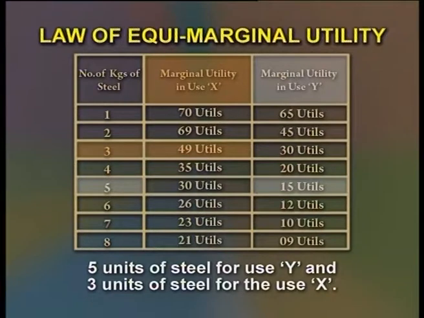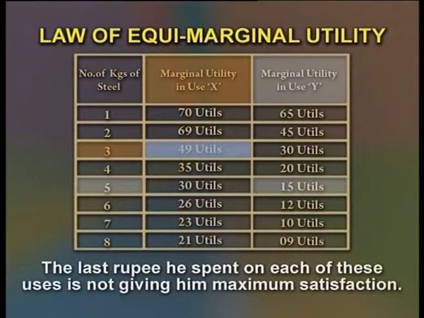So, here we can see that if he decides to spend 5 units or kgs of steel on use Y, he will derive lesser utility, and when he spends the remaining 3 units on use X, he will derive more additional satisfaction, which is 49 utils, and therefore, we can see that the last unit spent on each of these uses is not giving him maximum satisfaction.